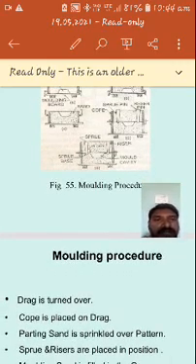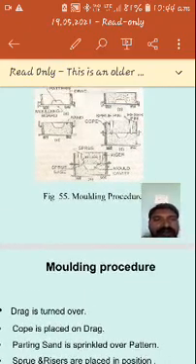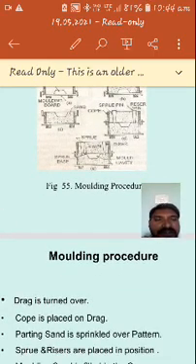And now the sprue pin and riser, simply called the runner as well as the riser, will be placed in a position near the pattern. Then we can place the cope box. Then we use the backing sand to completely fill over the pattern. After filling, you can take the rammer. With the help of the rammer you can ram.